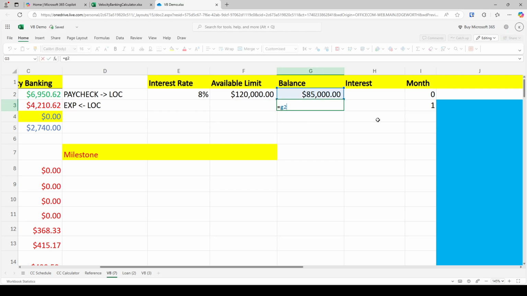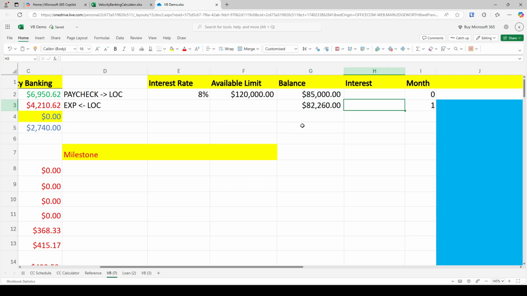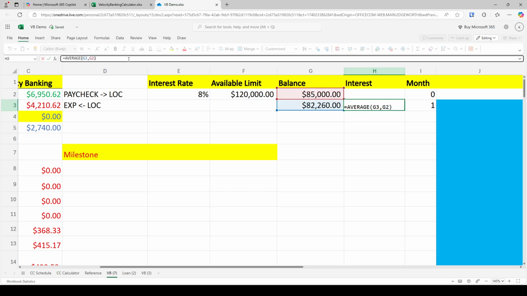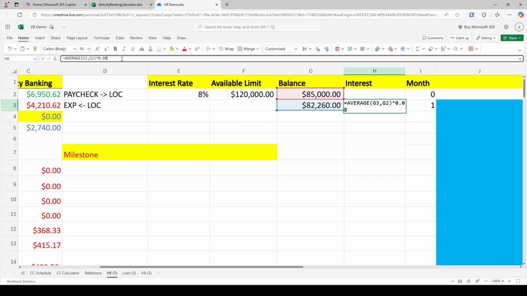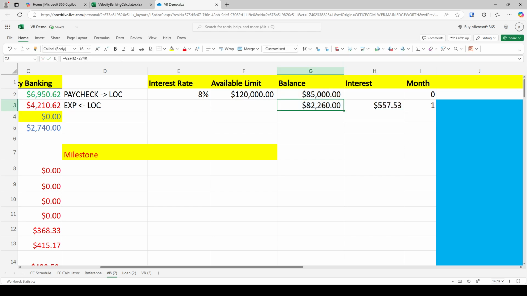All right, so now what we're going to do is calculate the next month's balance, which is based on the previous month's balance and the previous month's interest. So now we take the average daily balance to estimate the interest, multiply by the interest rate, which is 8%. That's $6,000 for the month? No, you've got to divide by 12. I'd have a heart attack if I had to pay $6,000 of interest on $80,000 of home equity, technically a loan, because a line of credit is a loan.